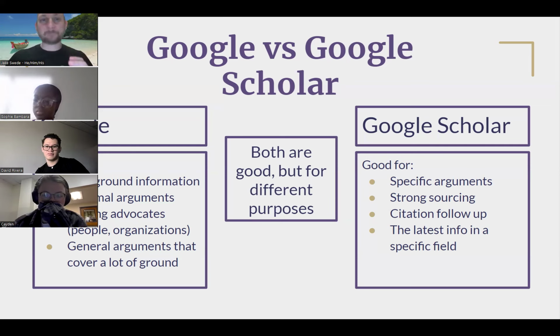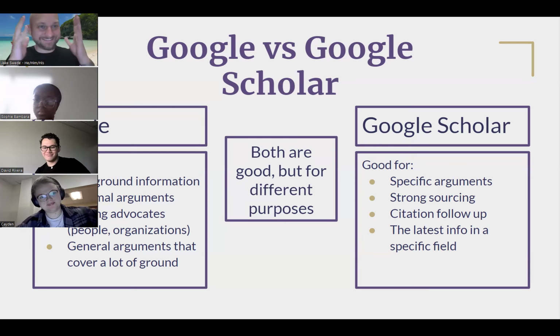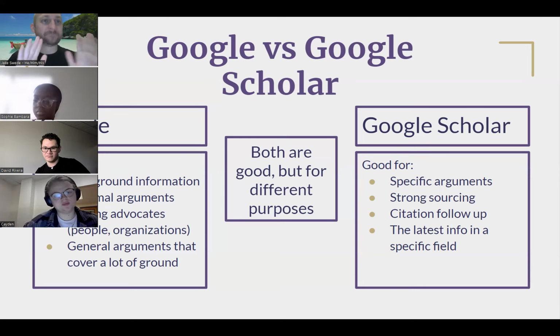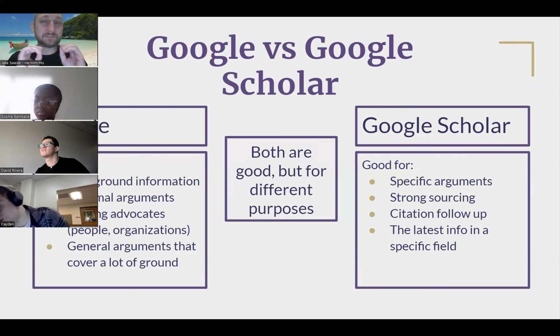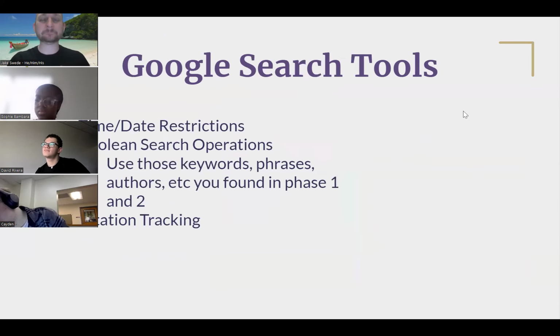Google versus Google Scholar, they are both good, but they are good for different purposes. Make sure you're using the right tool for the right purpose, right? Go back to the sculptor metaphor. Google is kind of like the hammer and chisel. You're just knocking off big pieces to get it into the general form you want, right? Google Scholar is more like sanding it down, refining it, making it look nice, and getting those little edges figured out, right? You don't want to use a hammer and chisel to make those fine, minute details. You want to use Google Scholar for something like that.